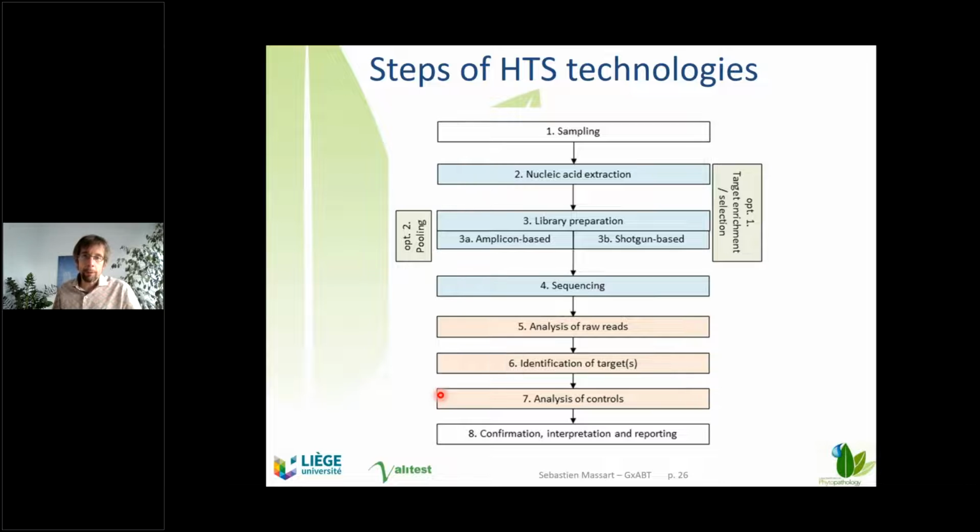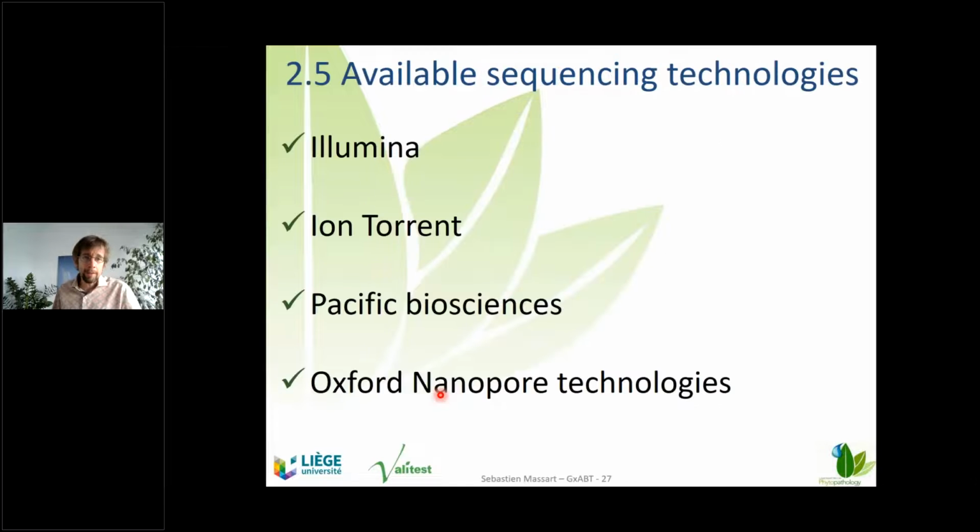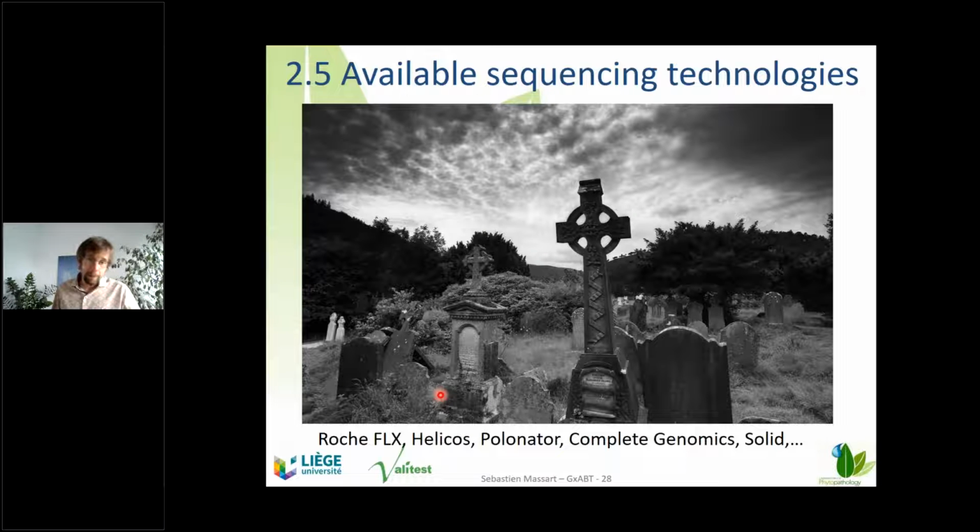The last step of the laboratory part is the sequencing itself. There are four available sequencing technologies: Illumina, Ion Torrent, Pacific Biosciences, and Oxford Nanopore Technologies. Have in mind also that there were many other technologies: the Roche 454, the Helicos, the Polonator, Complete Genomics, and SOLiD are all technologies that were developed during the last decade, but that failed to compete with the surviving ones.